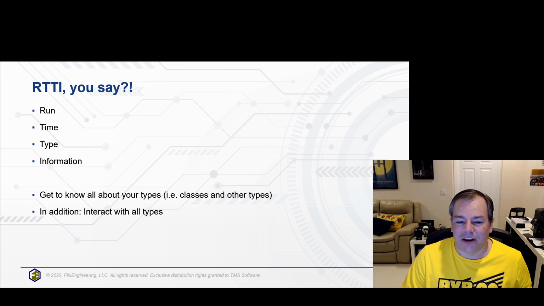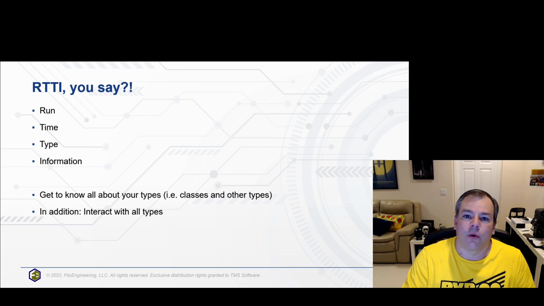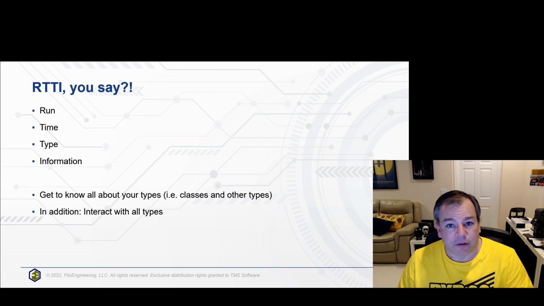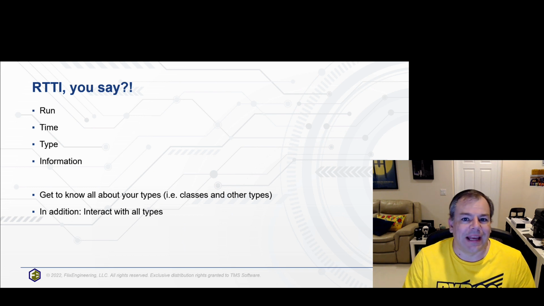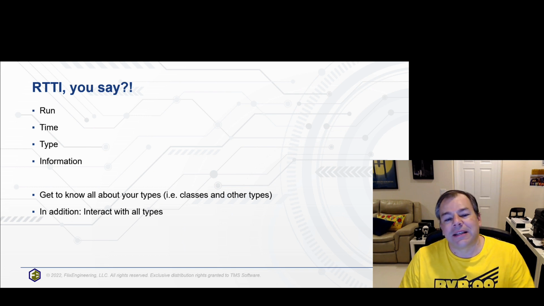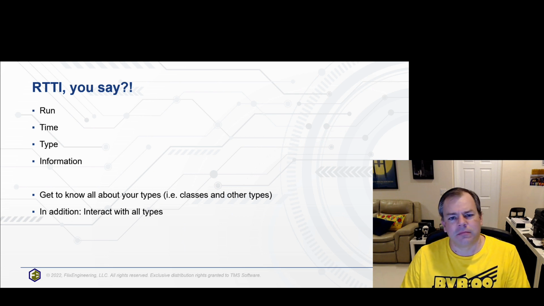Runtime being the key here, because at design time, you use the object inspector and you can configure your objects, or you write code to modify your object instances, for example. RTTI allows you to find out all about any type inside of your application. That means classes and other types like records, for example. But in addition, it also allows you to interact with these types.